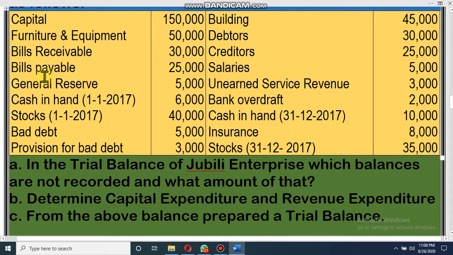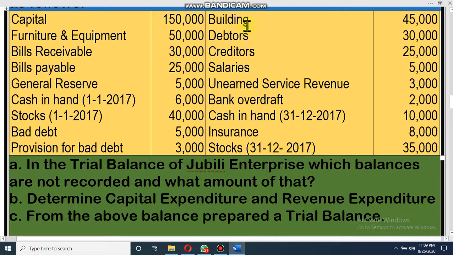Then bills receivable, payable, general reserve, cash in hand, stocks. Dear student, stocks will be included in revenue expenditure because for purchasing stock you need to pay money and you will sell it as soon as possible. So this item will be included in revenue expenditure. Bad debt, this is also a short term expenditure. Provision for bad debt loss will reduce the expenditure, so this also will be revenue expenditure.